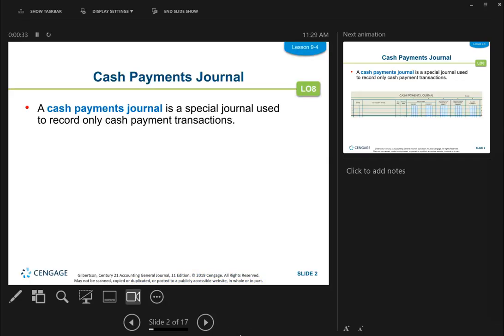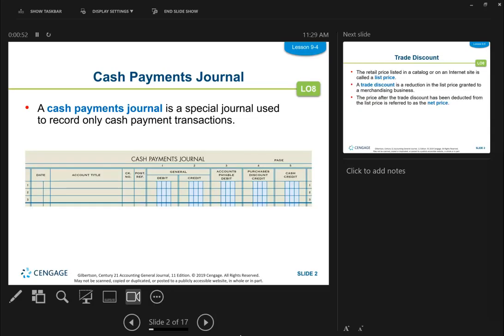So in this type of situation, we're going to use a special journal for cash payments. Remember, we talked about there being like 5 special journals. One of them was the purchasing journal, which we just talked about. This other is going to be our cash payment journal. So again, the format for this cash payment journal should look like this.